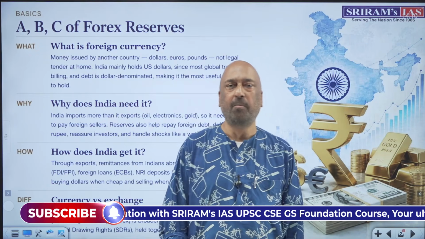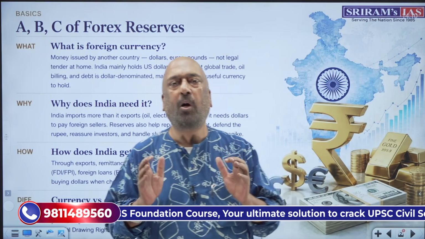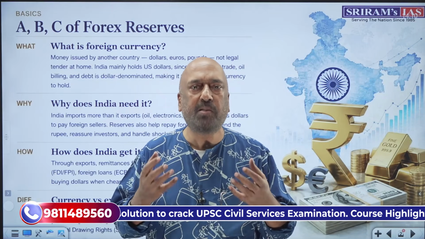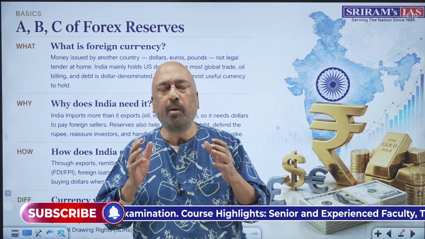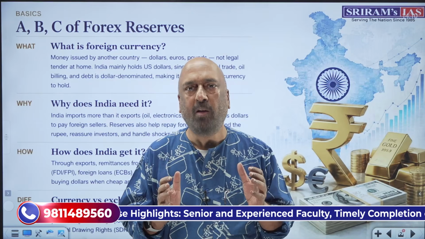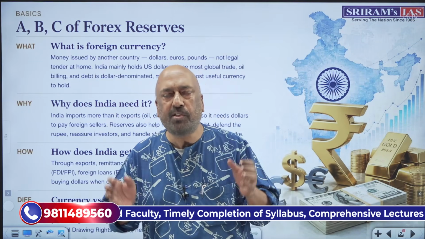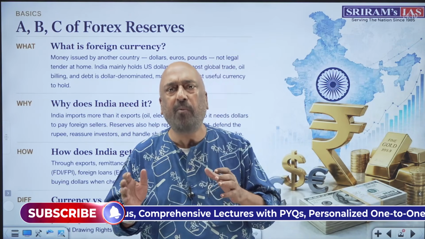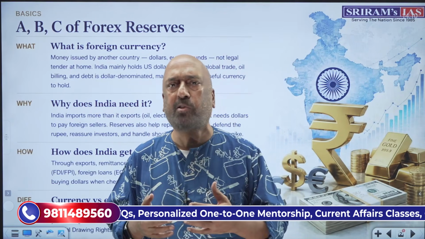The current event we're discussing today relates to how the RBI is getting more and more foreign currency into the country in order to meet the demand for dollars. And the demand is to be contextualized in the current situation where you have geopolitical, geo-economic pressures.